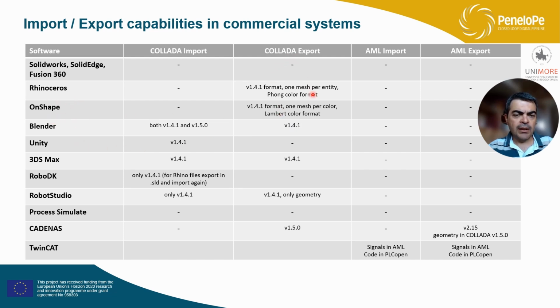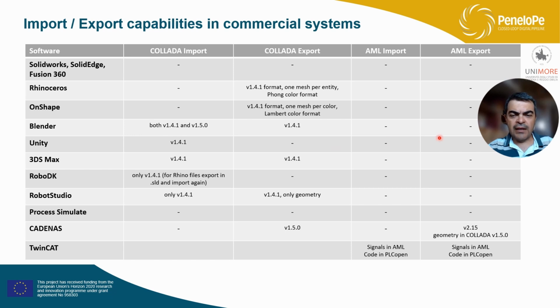The second observation is that the majority of the systems use Collada in the format 1.4, while in automation applications we need the 1.5 format to convey kinematic information, joints information, and this is another limitation, I would say.